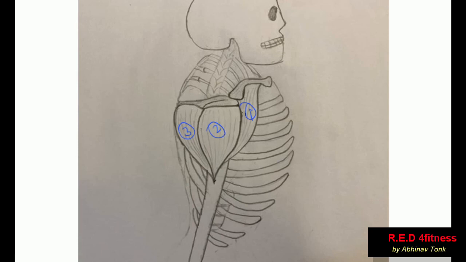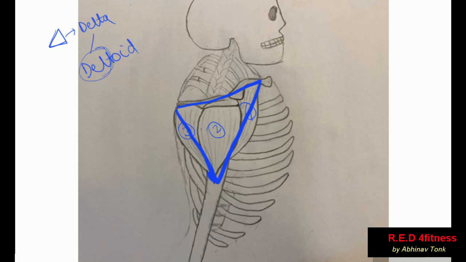So the muscles marked in number 1, 2 and 3 are part of the deltoid muscle. If we look closely at the shape of these muscles, it looks like a triangle. If I invert this shape and write it, it will look like this, which is the Greek letter delta. So in the word deltoid, delt basically denotes this Greek letter delta. As these muscles look like the Greek letter delta, hence the name deltoid is derived.